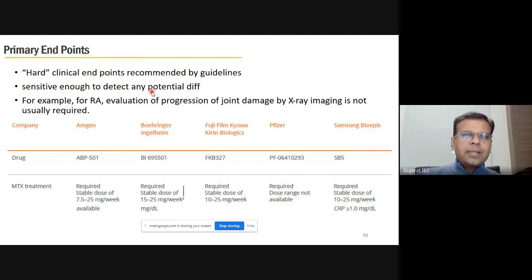For example, in rheumatoid arthritis, the evaluation of progression of joint damage by X-ray is not required. So we have this infliximab. These are various indications. The treatment methotrexate is allowed. What is a stable dose which is allowed? That would be varying. So you need to have an endpoint which is hard and sensitive enough to give you the difference between A and B.